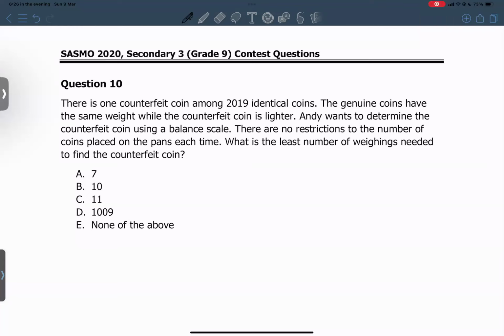Question 10. There is one counterfeit coin among 2019 identical coins. The genuine coins have the same weight while the counterfeit coin is lighter. Anyone should determine the counterfeit coin using a balance scale. There are no restrictions to the number of coins on the pans each time. What is the least number of weighings needed to find the counterfeit coin?